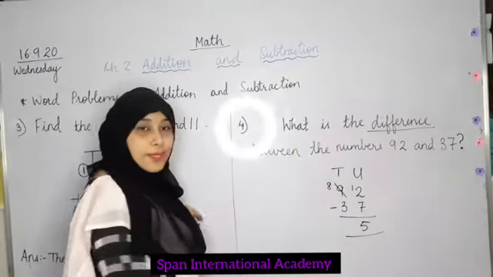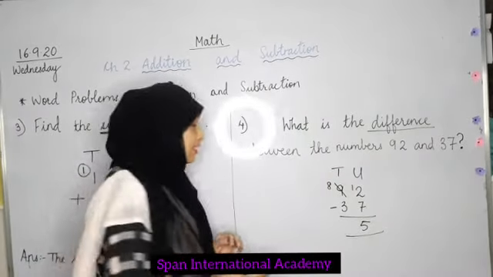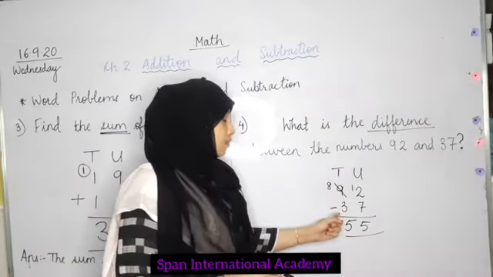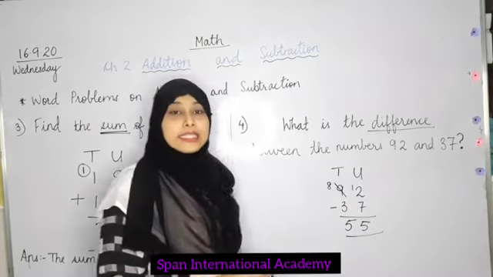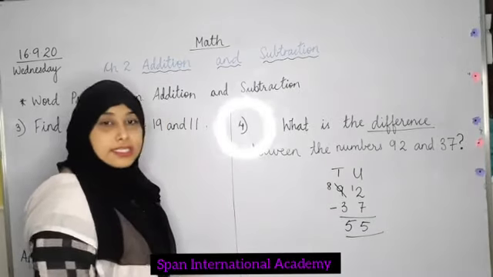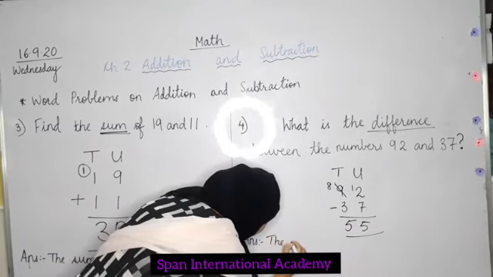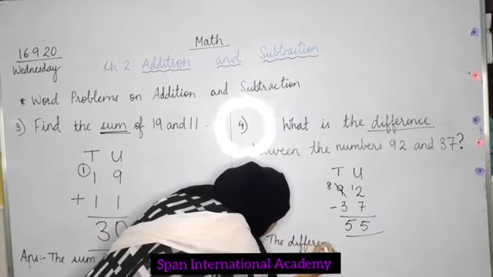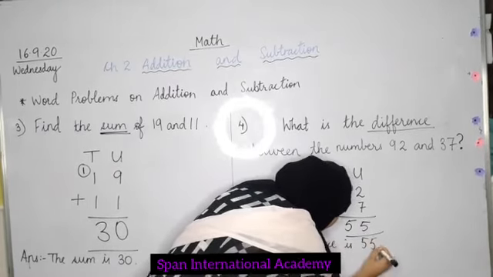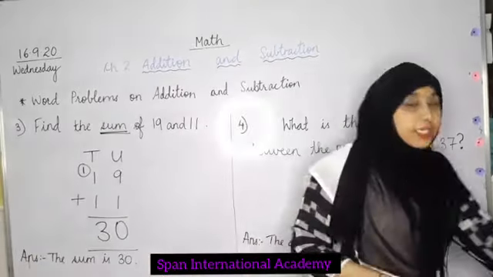Now shifting to our tens place, I have to do 8 minus 3. 8 minus 3 is how much? Yes, it is 5. You all are absolutely right. That means 92 minus 37 gives us the answer as 55. What is the difference between the numbers 92 and 37? Answer. The difference is 55. Okay. So these were a few examples of the word problems.